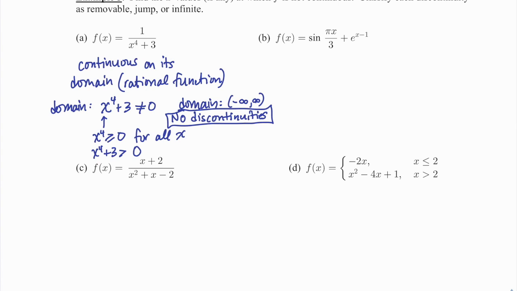And the next one, we have f of x equals sine pi x over 3 plus e to the x minus 1. So we have a combination, a sum, of a trig function and an exponential function. Sine and cosine are going to have domain all real numbers. So we would say sine pi x over 3. That's just like sine of x, except it is horizontally, let's see, pi over 3 is slightly bigger than 1, so horizontally compressed slightly, but the domain would be all reals. So we would say that function has no discontinuity.